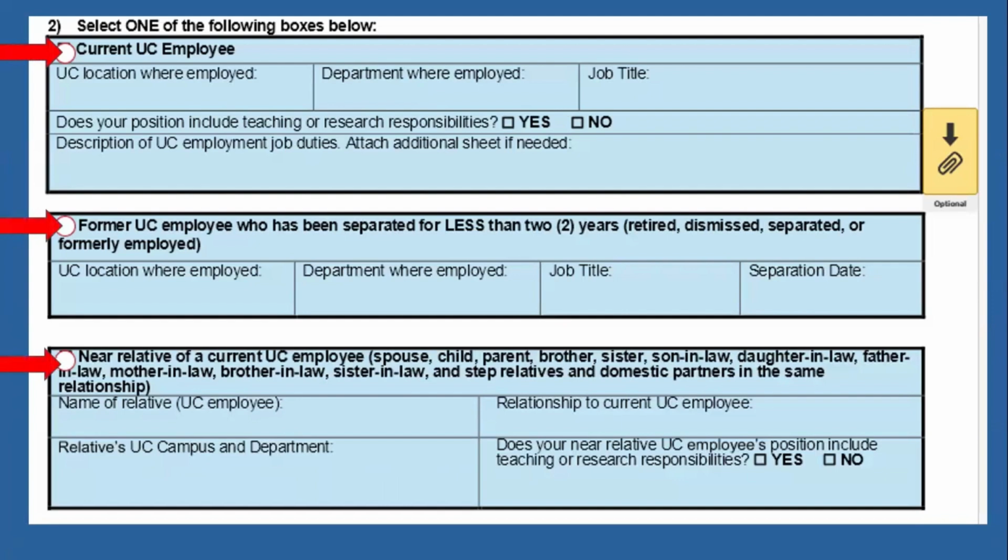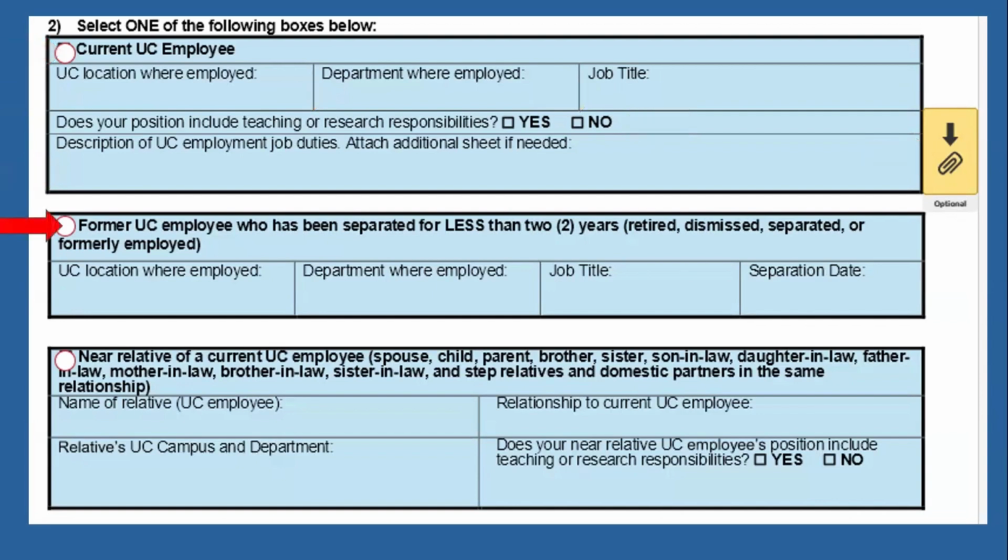For question 2, the supplier will select the box that corresponds to the criteria they had selected in question 1. If the supplier is a current UC employee, they will need to specify which campus and department they are employed in, as well as their job title. The supplier will indicate if their position includes teaching or research responsibilities by marking yes or no. They will also need to provide a brief description of their duties at UC. If any additional space is needed, the supplier can attach an additional sheet by clicking this paperclip icon.